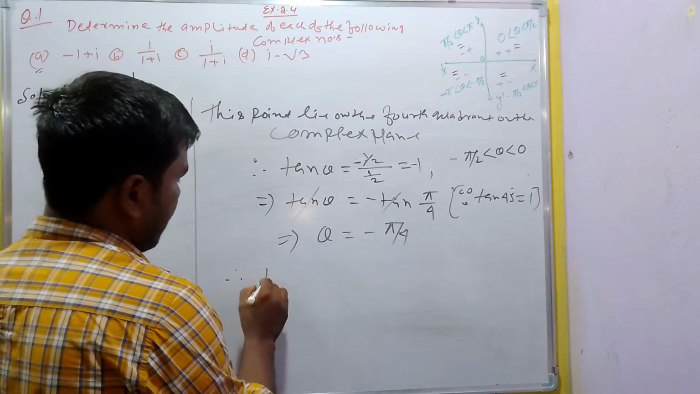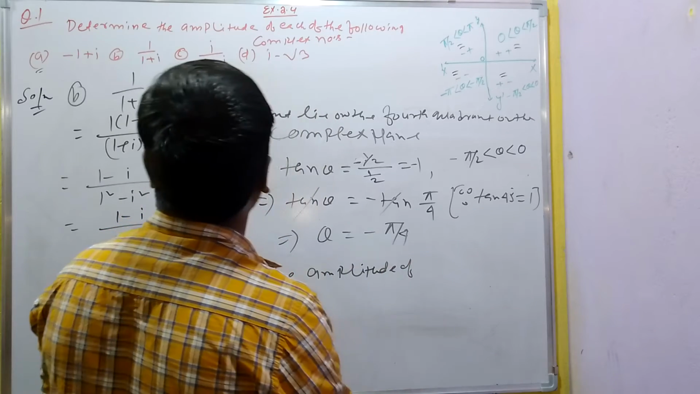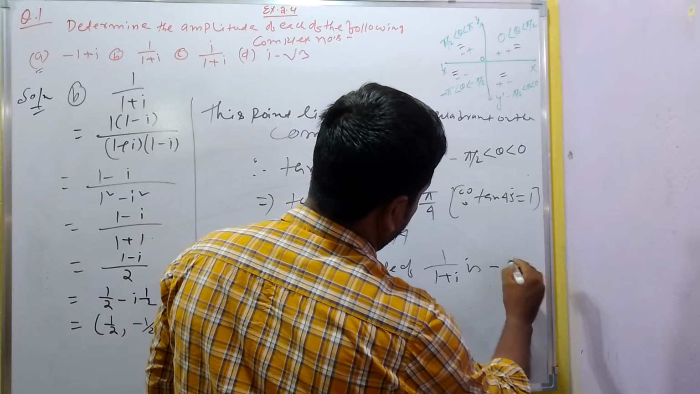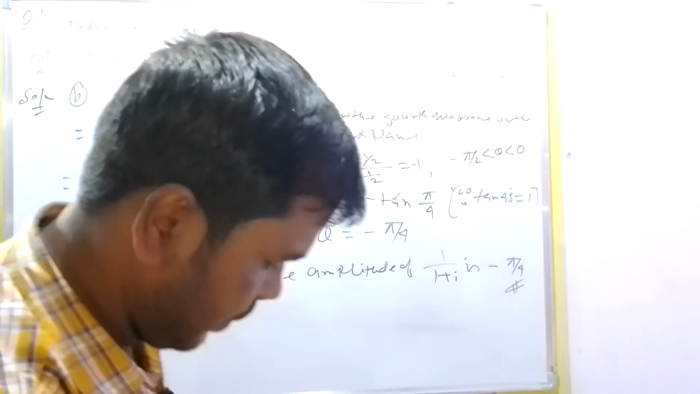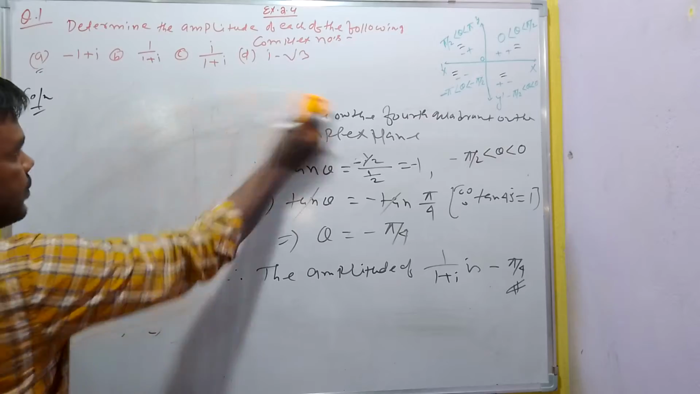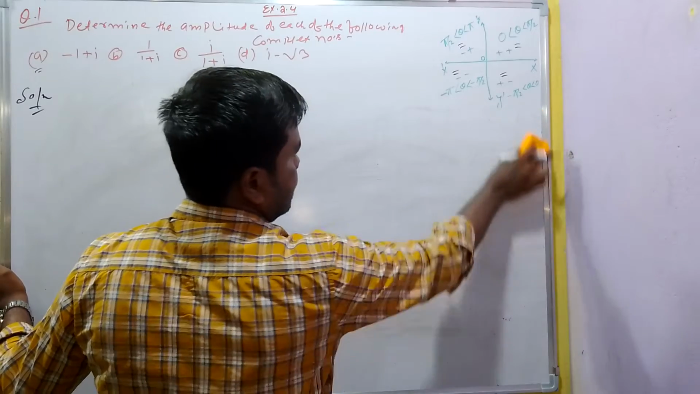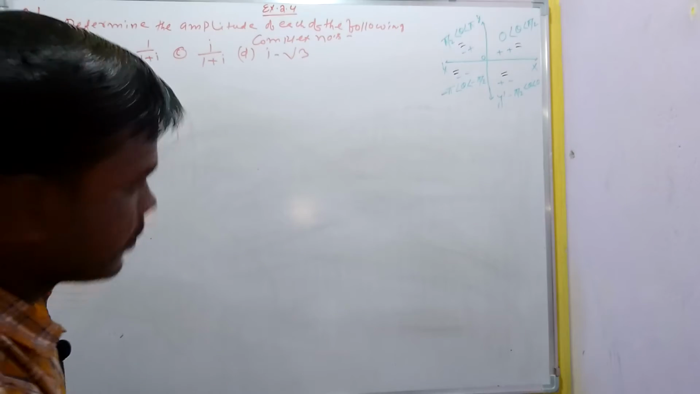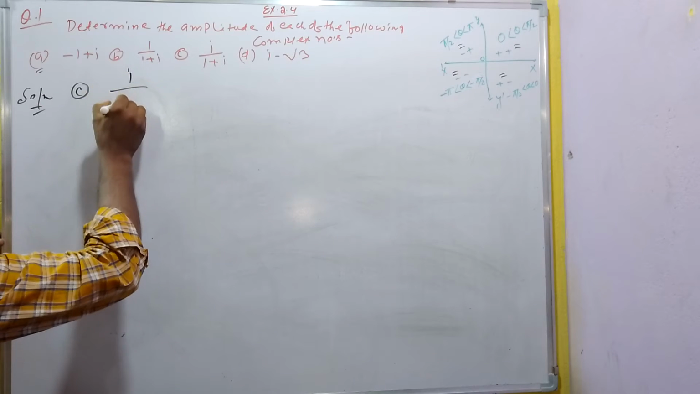Okay, therefore the amplitude of 1 by 1 plus i is minus pi by 4. Okay, this one answer. Now we have to find question number C. So question number C, given that i by 1 plus i.